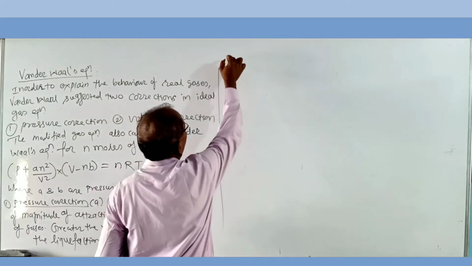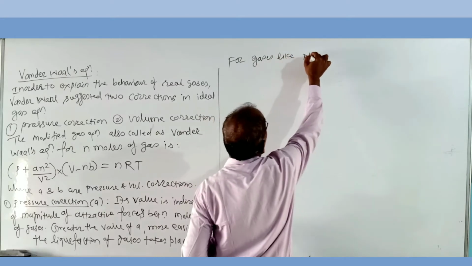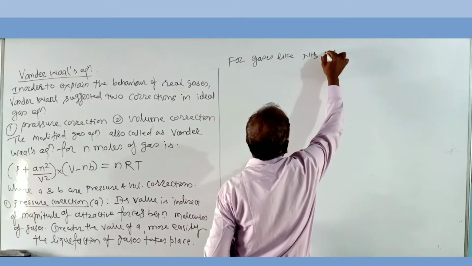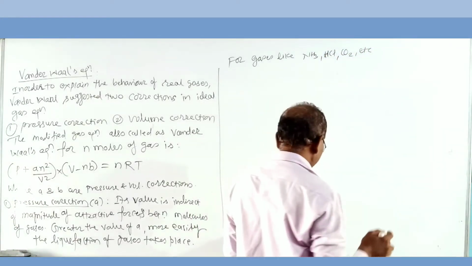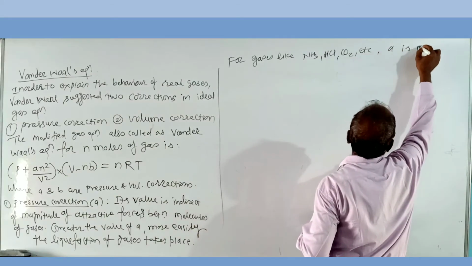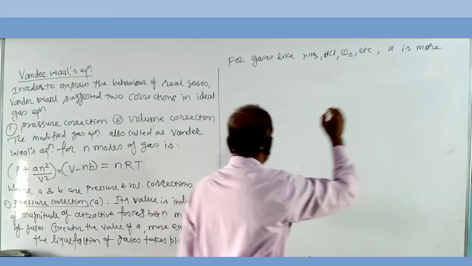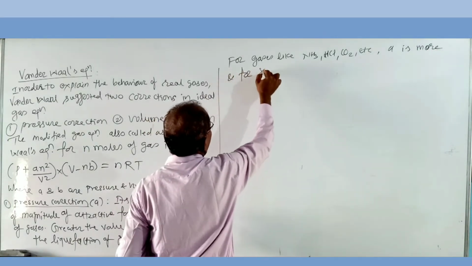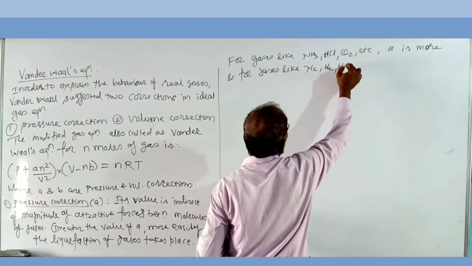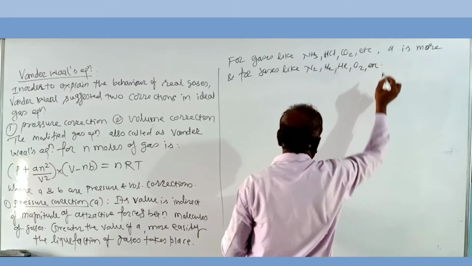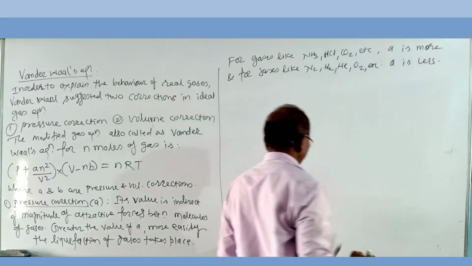For example, for gases like NH3, HCl, CO2 and so on, a is more, and for gases like N2, H2, He, O2, etc., a is less.